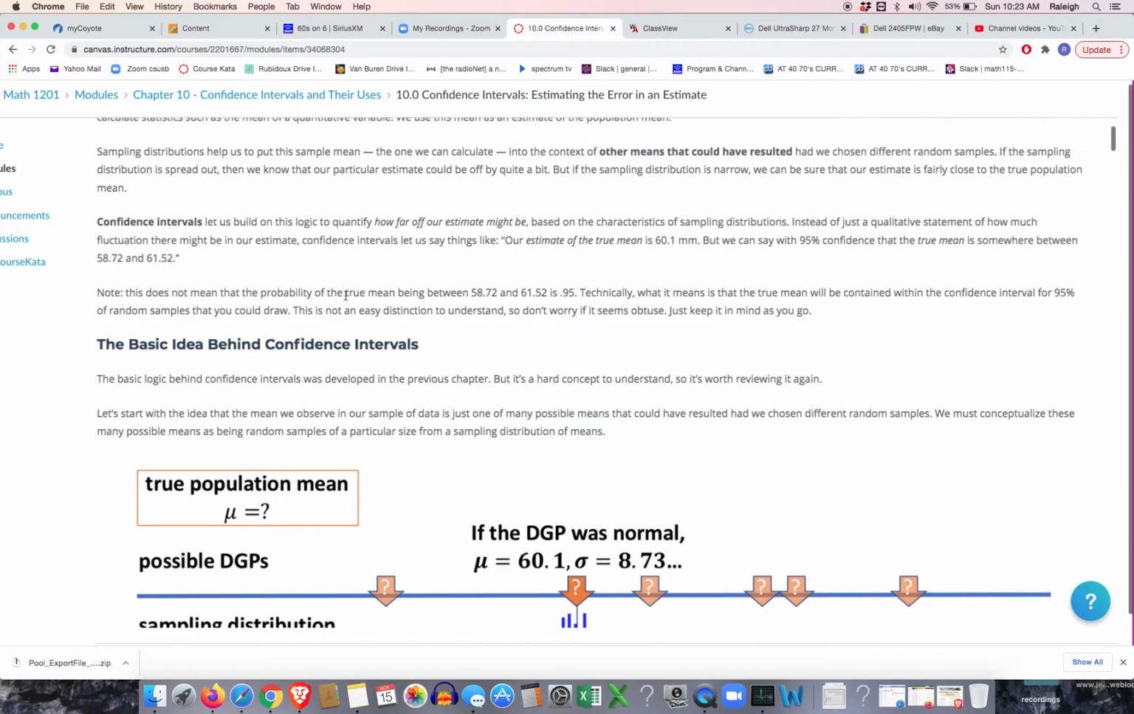Now, here we go into the argument about does the Earth rotate around the sun or do all the planets rotate around the Earth, as they used to think 400, 500 years ago, till Galileo came along. But what we're really saying here, the true mean will be contained within the confidence interval for 95% of random samples that you could draw. So we're not saying that the true mean is definitely here. We're saying that the true mean would be contained within that 95% of the time.